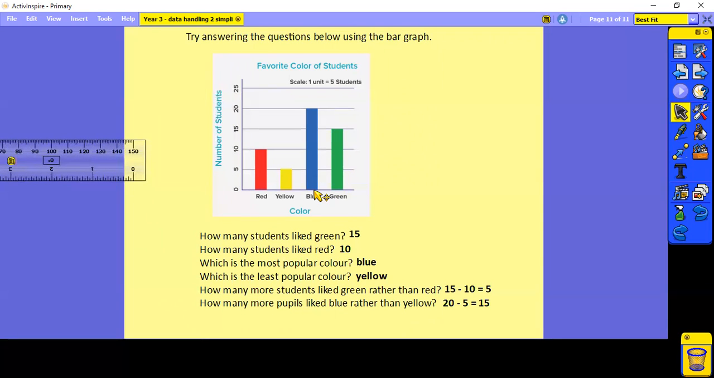Which is the most popular colour? We can see that blue. Which is the least popular colour? It was yellow. How many more students liked green rather than red? So that was 15, take away 10, so that was 5 more students. And how many more pupils liked blue rather than yellow? So that was 20, take away 5, that was 15 more pupils.